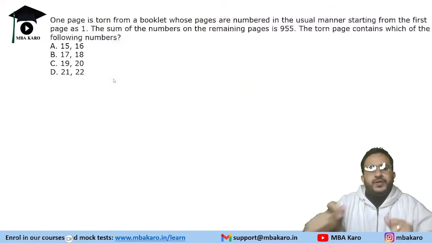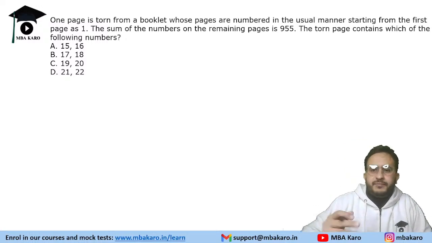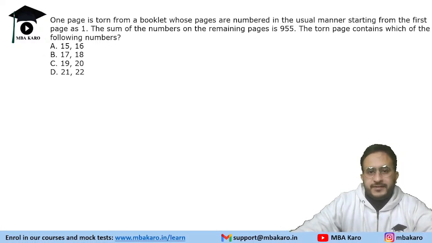Okay. Next question. One page is torn out from a booklet whose pages are numbered in the usual manner, starting from the first page as 1. The sum of the numbers on the remaining pages is 955. The torn page contains which of the following numbers?